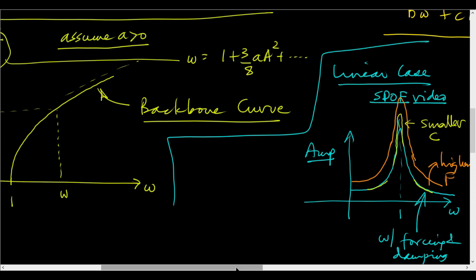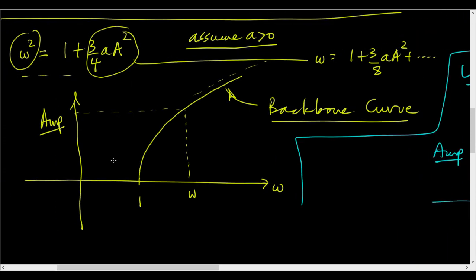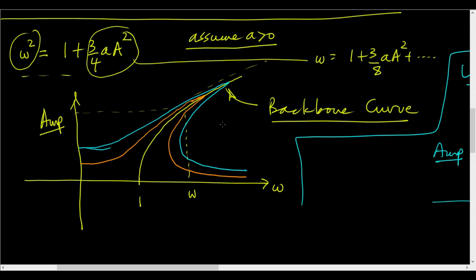We come back here and basically the same thing happens, but because the backbone curve is bent, we actually have a solution that looks like this. And then if I have higher F, then it looks like this. This is higher F. This is higher C.